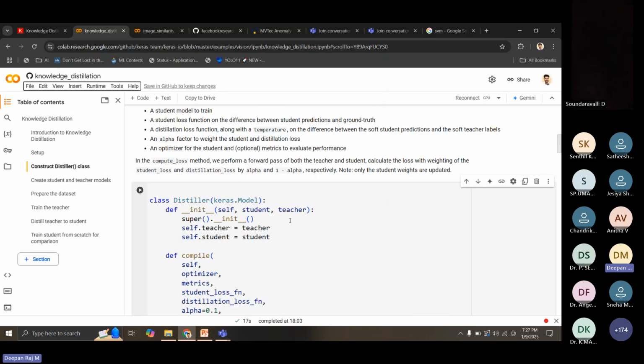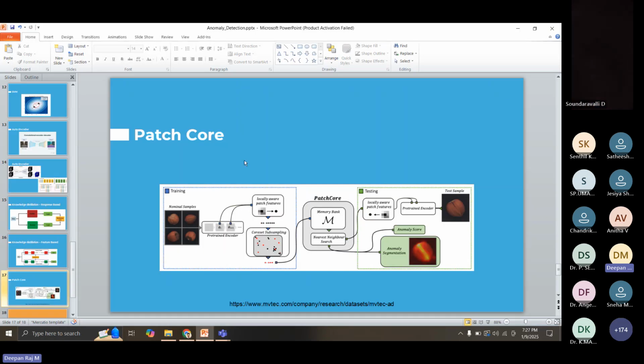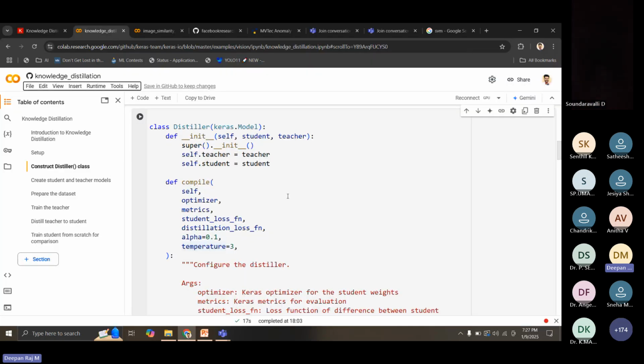But this is not for anomaly detection, because there's no open source code available, so we might need to develop it. There are some papers, like the PatchCore method, that we have implemented, which you can use. But for other methods, we have to work on our own. But yes, this would definitely help you reach the same outcome.